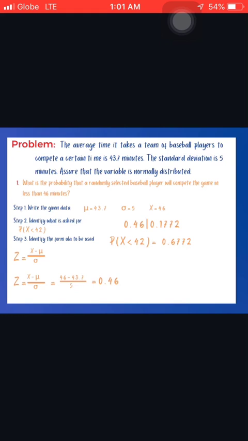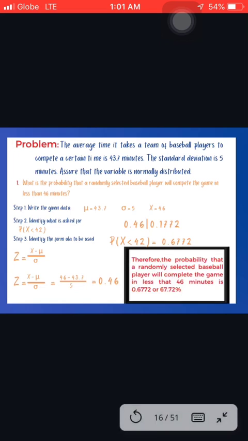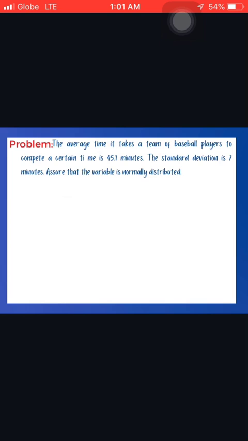So, paano nga ba naging 0.6772? Ano bang ginawa natin? Ang ginawa natin is, in-add natin si 0.5 kay 0.1772. Why? Because less than 46 and positive ang z-value. Therefore, the probability that a randomly selected baseball player will complete the game in less than 46 minutes is 0.6772 or 67.72%.